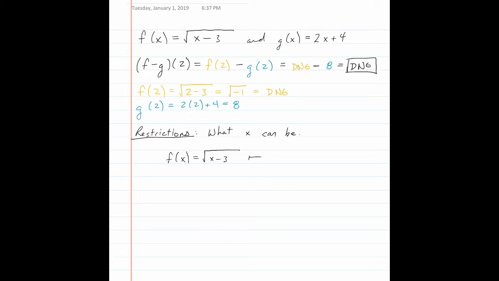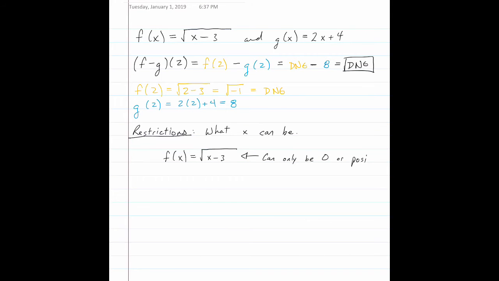So if we're looking at something like f of x is the square root of x minus 3, I know when we take the square root of a number, it can only be 0 or positive. I can't take the square root of a negative number. So to find the restrictions on x, I'm going to say, okay, I know that x minus 3 has to be greater than or equal to 0. So the restriction on x in this case is that it has to be greater than or equal to 3. Any x value that's not greater than or equal to 3 is going to produce something that does not exist.